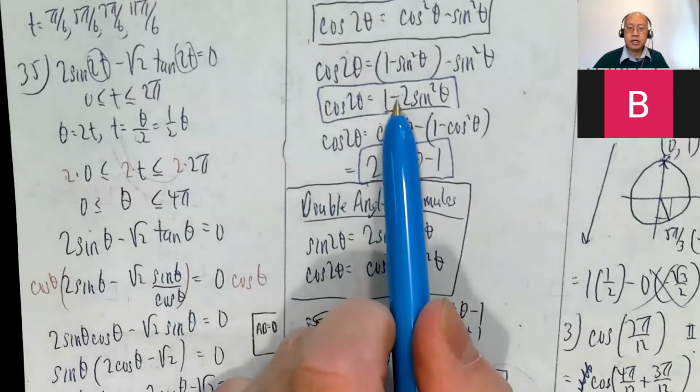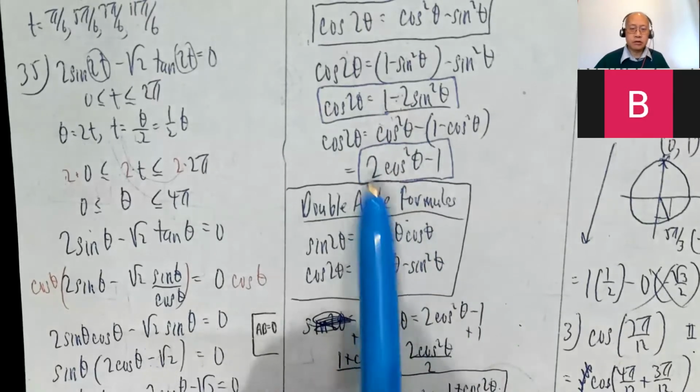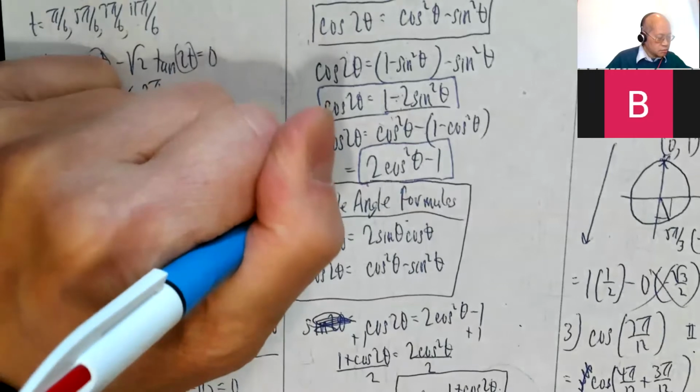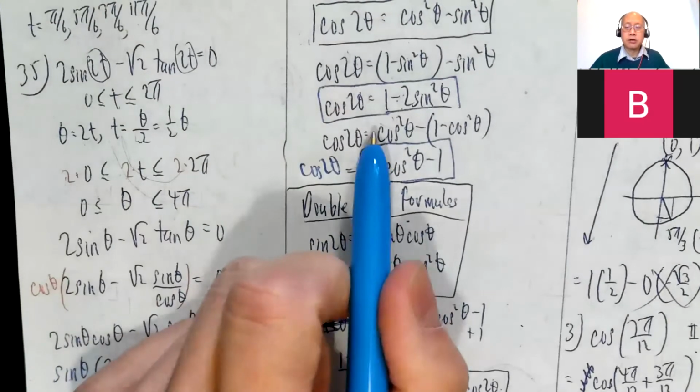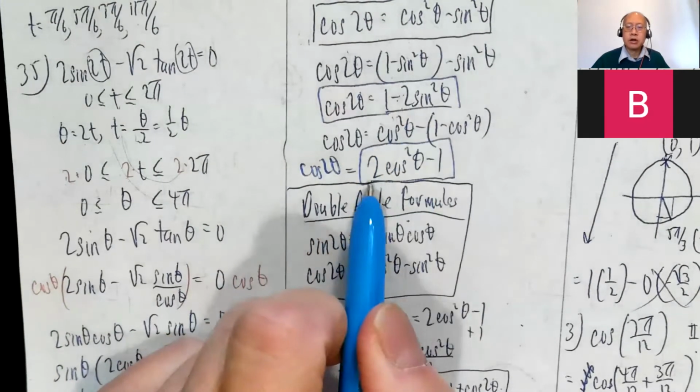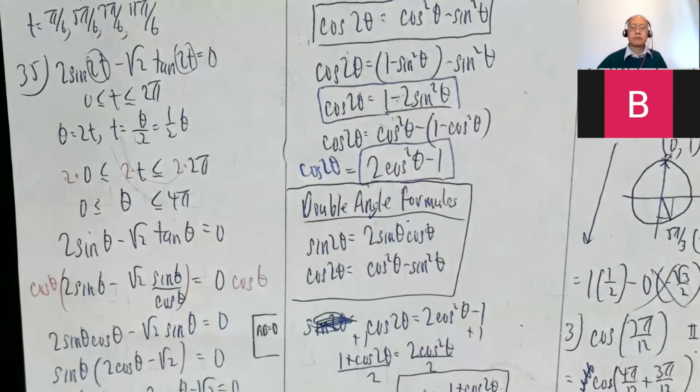If you want to put this on your cheat sheet, and this one, this should also say cosine of 2 theta. But if you put them all together, it's obvious. So it's also 1 minus 2 sine squared theta, or 2 cosine squared theta minus 1.